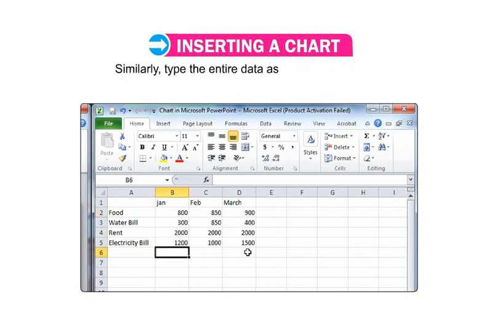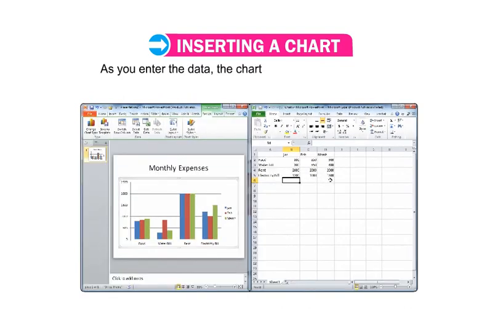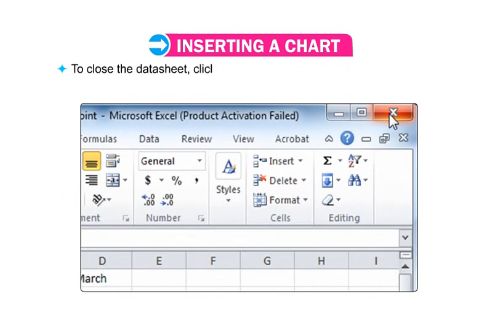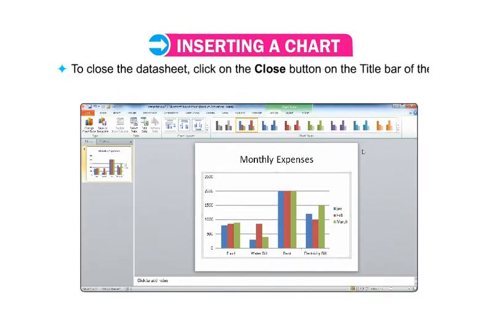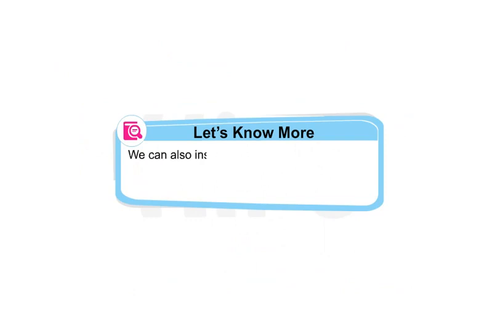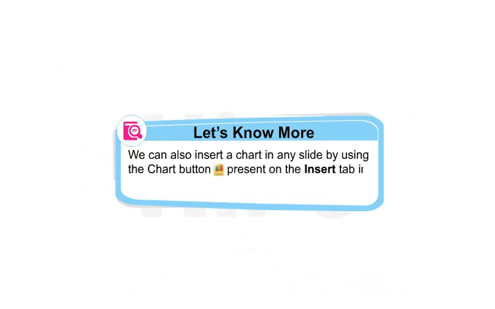Similarly, type the entire data as shown in the figure. As you enter the data, the chart gets plotted automatically. To close the data sheet, click on the Close button on the title bar of the data sheet. Let us know more. We can also insert a chart in any slide by using the Chart button present on the Insert tab in the Illustrations group.